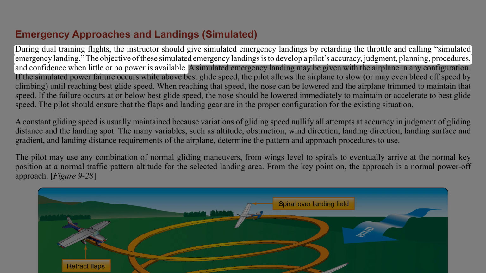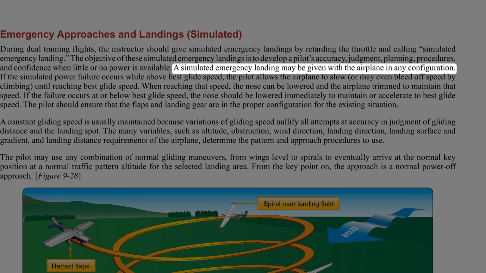During dual training flights, the instructor should give simulated emergency landings by retarding the throttle and calling simulated emergency landing. The objective of these simulated emergency landings is to develop a pilot's accuracy, judgment, planning, procedures, and confidence when little or no power is available. A simulated emergency landing may be given with the airplane in any configuration.